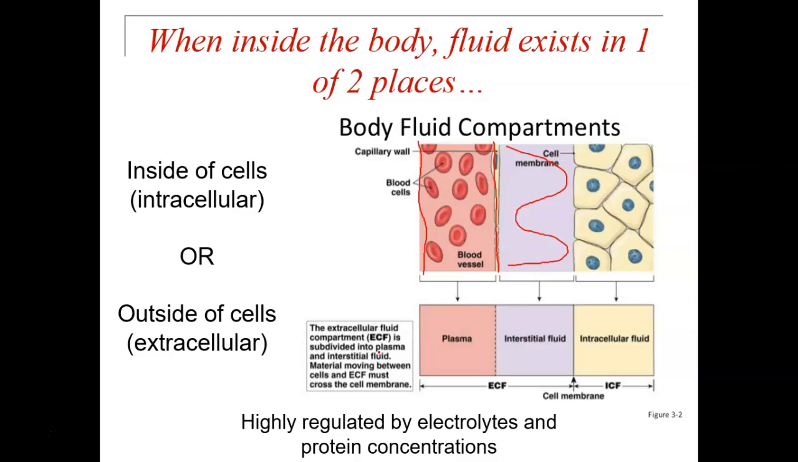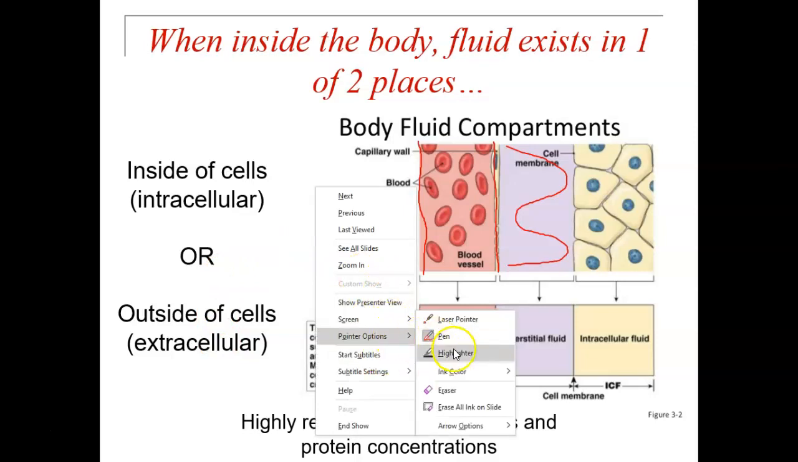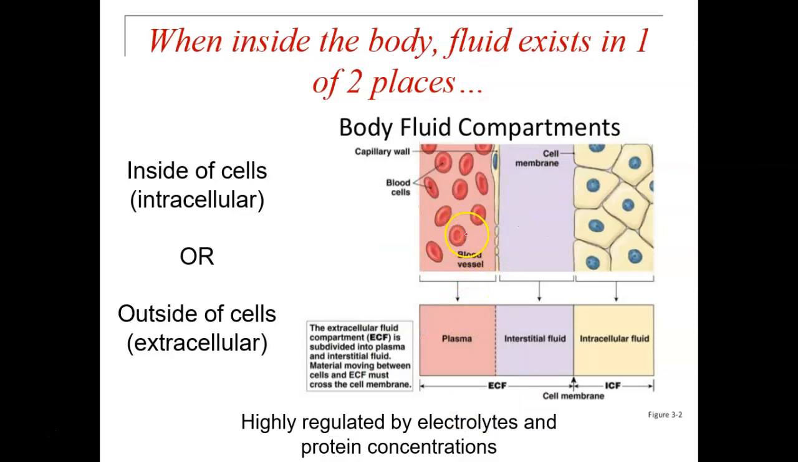So depending on the concentration of these ions, depending on the concentration of these proteins, that in part is what's going to drive the movement of the fluid. So plasma that's within the blood, some of it has to get into the interstitium, and then from the interstitium it goes into the cell, or vice versa. Fluid that's in the interstitium has to go from the interstitial fluid and enter into the bloodstream. What regulates this? How is this controlled? It has entirely to do with the electrolyte concentrations and the protein concentrations.